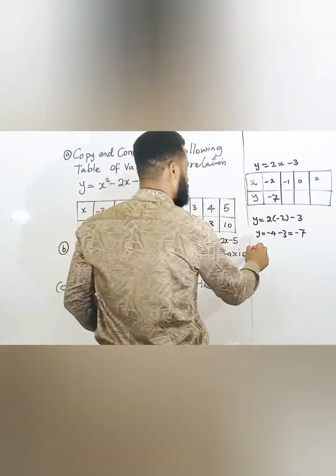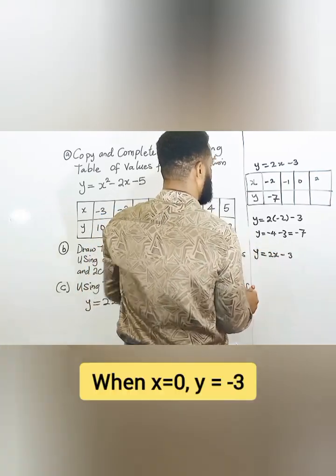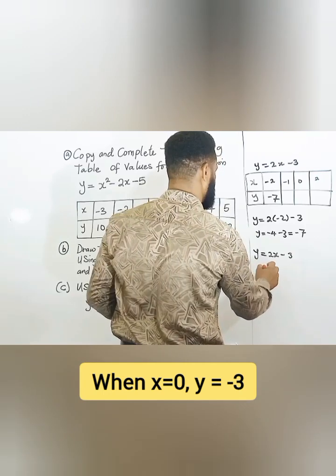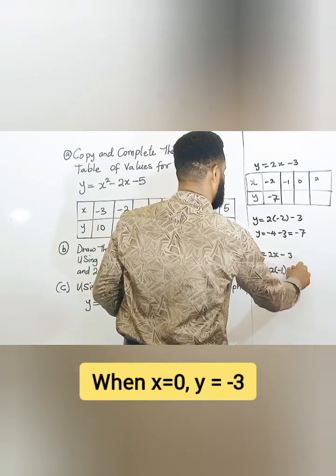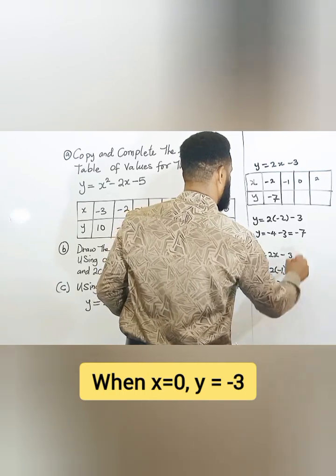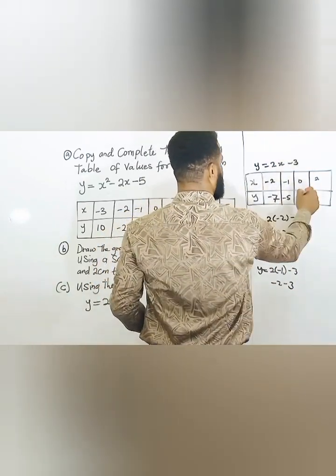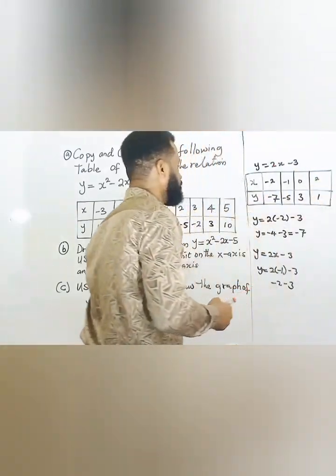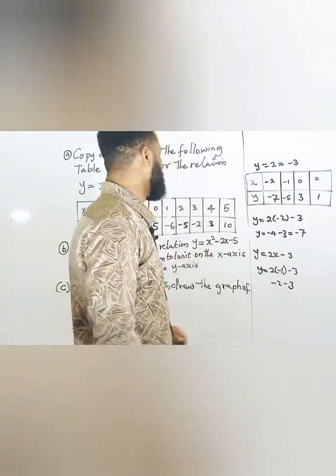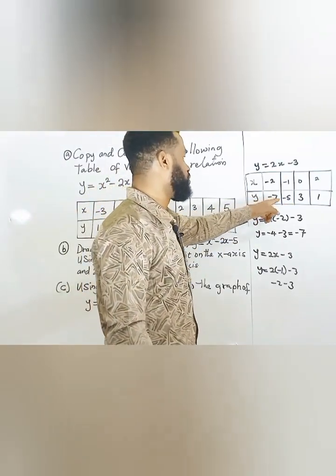Now the next one is y is equal to 2x minus 3. When x is minus 1, y is equal to 2 bracket minus 1 minus 3, which is minus 2 minus 3, which is minus 5. If x is 0, y is 3. If x is 2, y is 1. So this is the table I have now. I'll use it, go back to the graph and plot this equation on the graph.